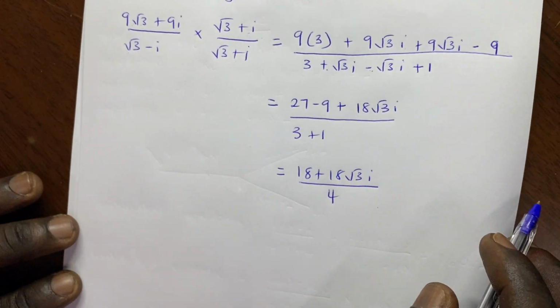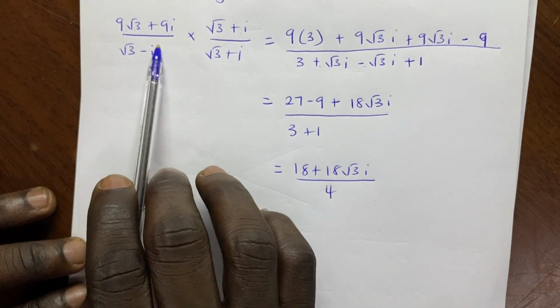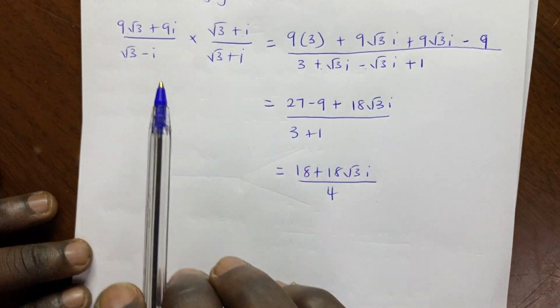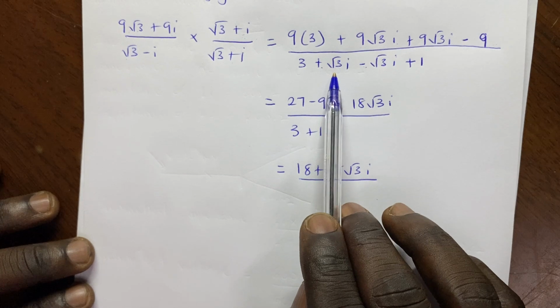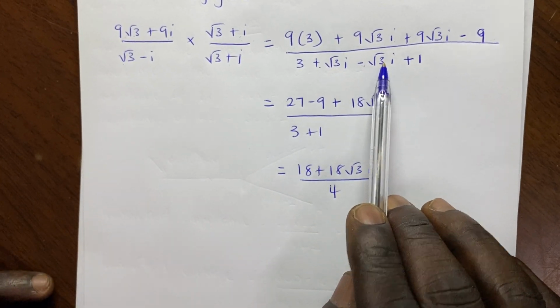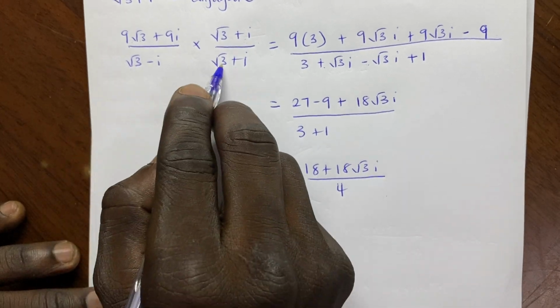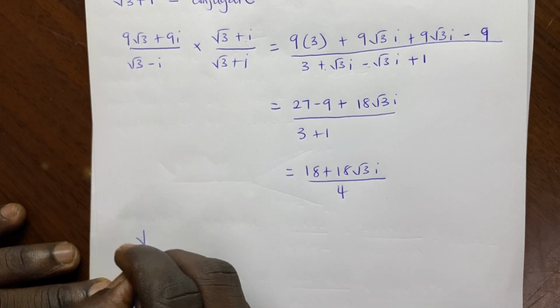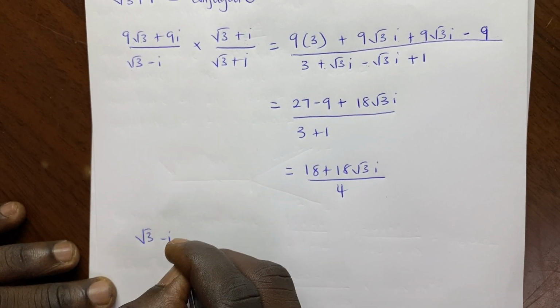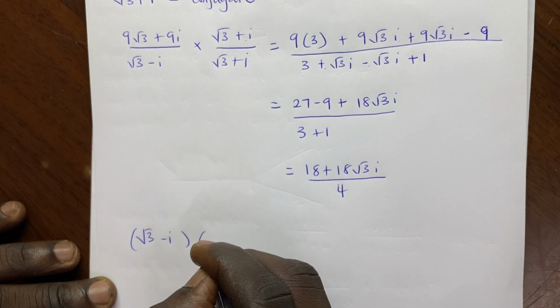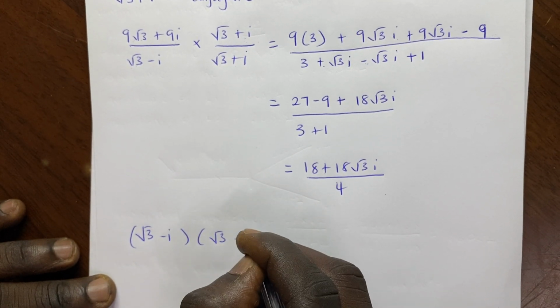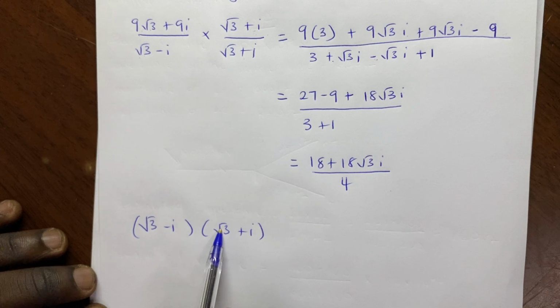So let's look at something here. When we conjugated the denominator and then multiplied it, we noticed that this one took away this one, and we were left with just 3 and then I. So it's the same as multiplying the first term by the first term. So please let's look at something. We are getting root 3 minus I times root 3 plus I. So now let's multiply just the first terms and the second terms.